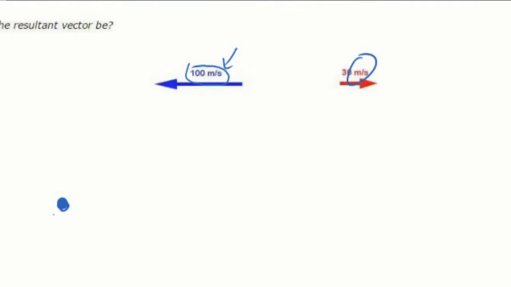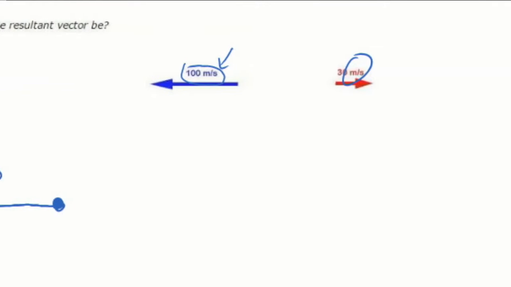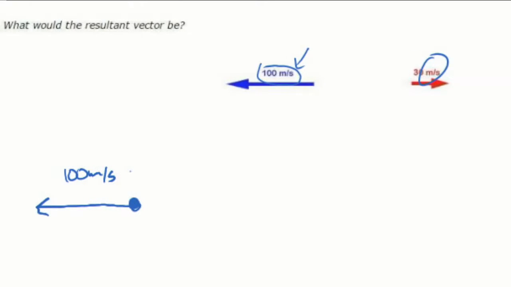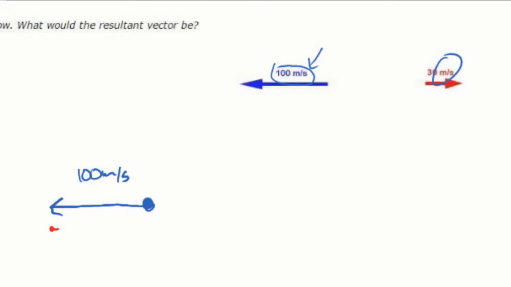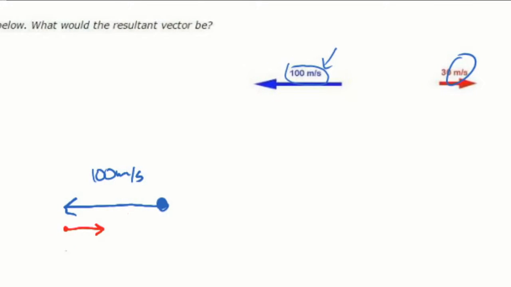So this arrow goes to the left. That is 100 meters per second. And then I'm going to draw my vectors tip to tail. So my red arrow is going to start where my blue arrow ended, and it's going to go that way at 30 meters every second. So this is where things get a little bit tricky. I'm going to draw on my resultant.